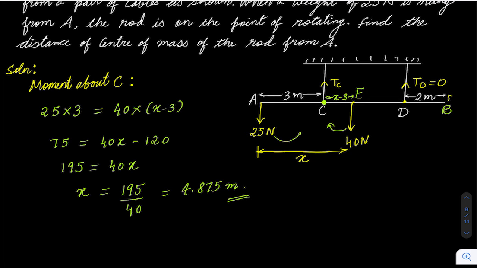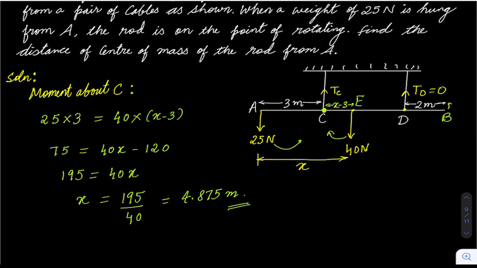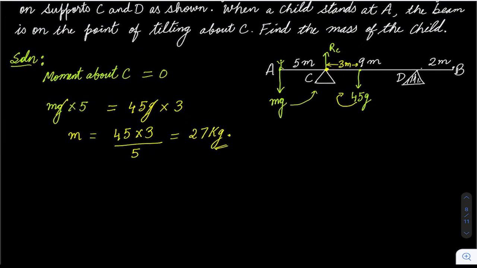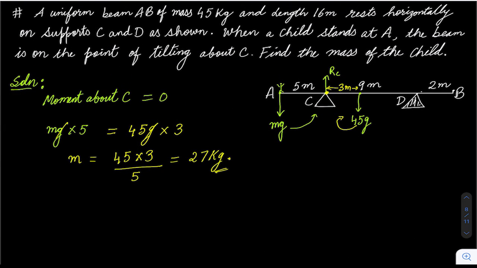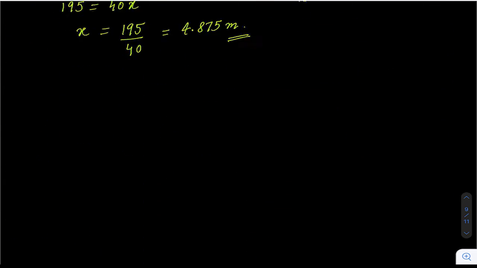Now remember, we discussed this in previous videos also. Why am I taking moment about C? So that there is no moment of tension C. If you take moment about any other point, then you will have to find the value of tension. Same in the last question also. We took moments about C, because in that case the moment of RC, that is the reaction force at C, will be 0. So you don't have to calculate the value of R, the reaction at C. Okay, I hope you understand this.